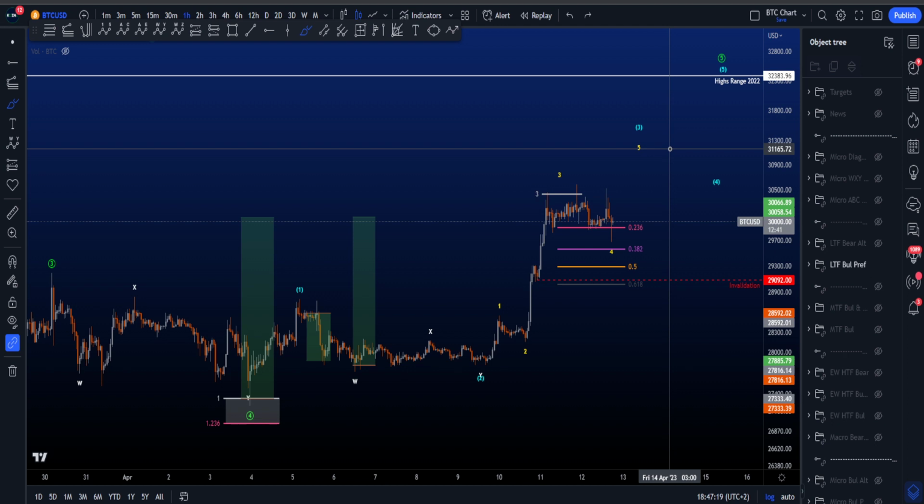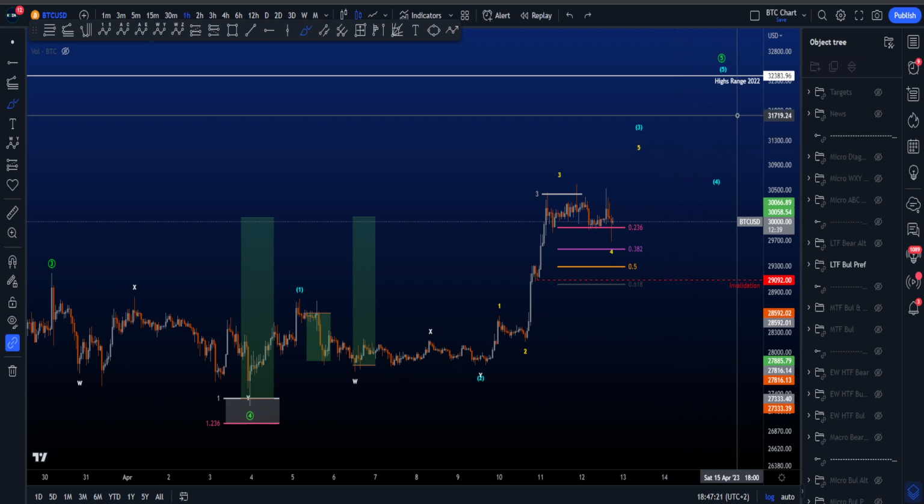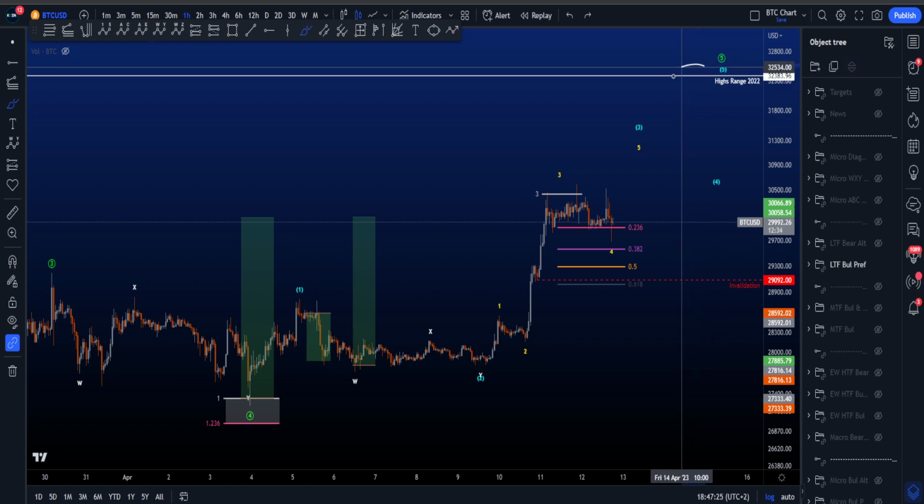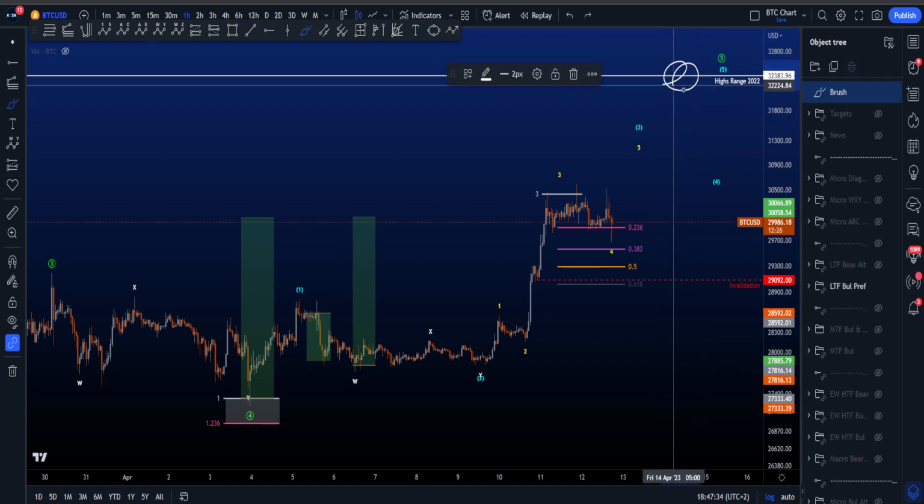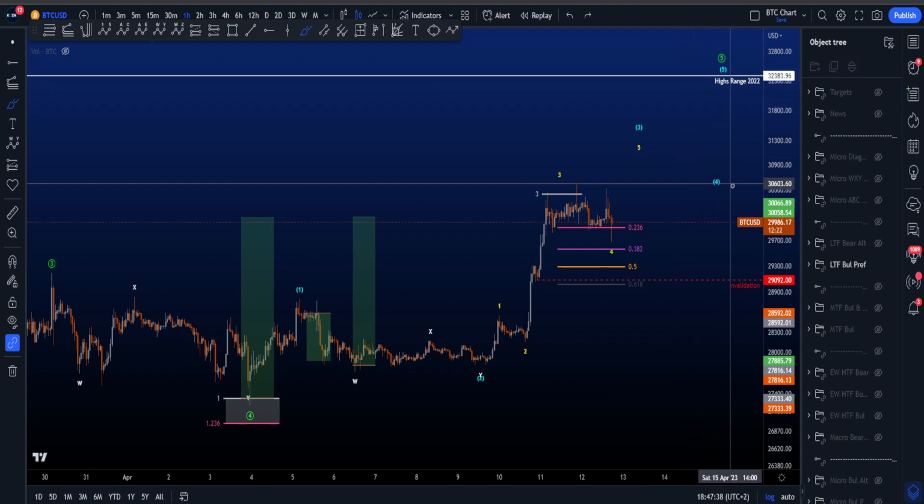An important target for me is going to be the 32.4k area, as in 2022 we had quite a big range and the highs of that range is right here. So there's liquidity resting above this area, and if price is going to reach this level, it's going to be very interesting to see what price is going to do at these highs, about 32.4k.